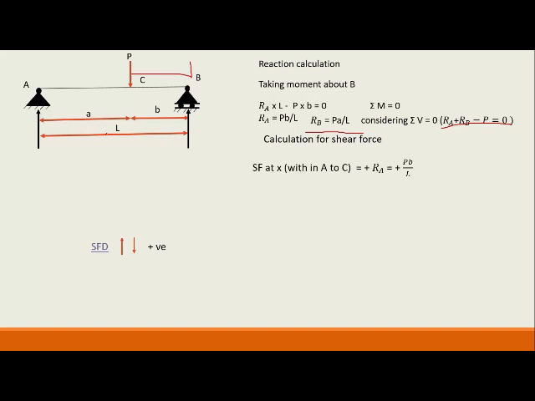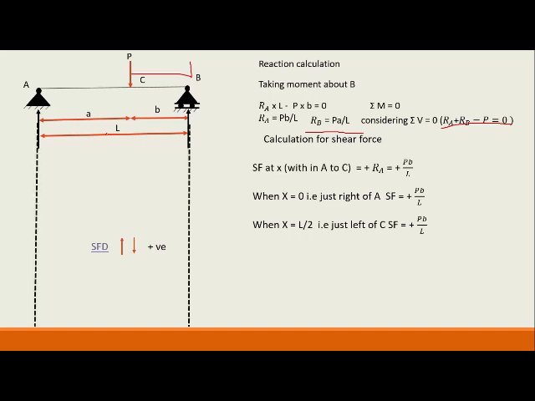It will be again RA, the shear force. So it will be PB by L up to C. When it is 0, just right of A, it will be PB by L, and at L by 2, just left of C, it is again plus PB by L. So let us draw the shear force diagram.